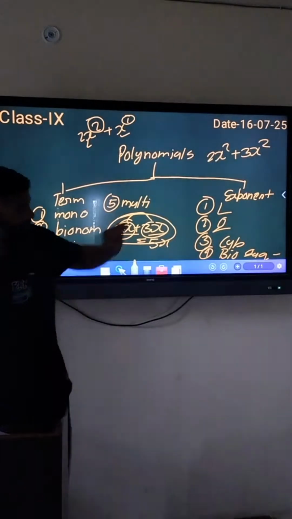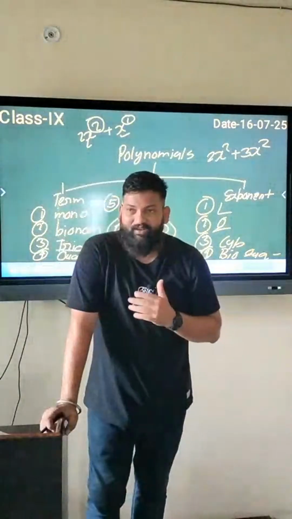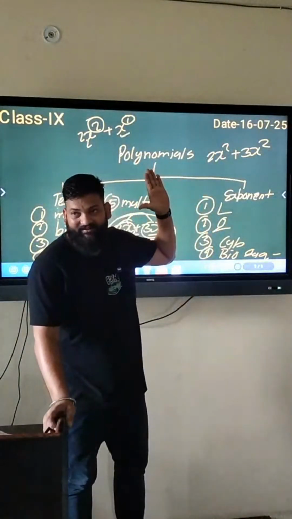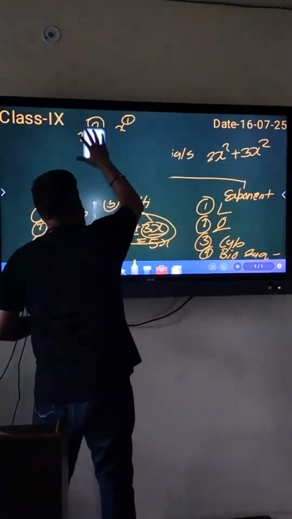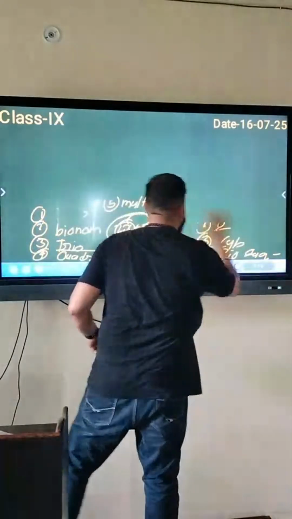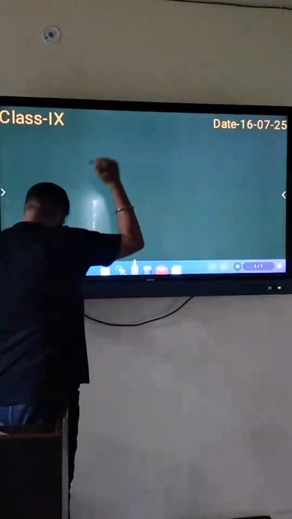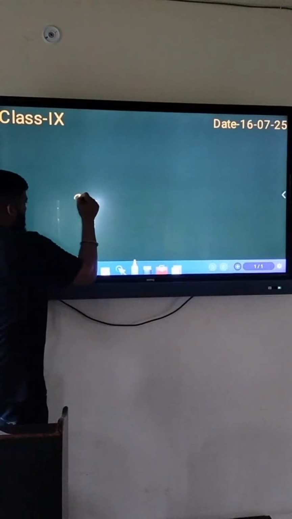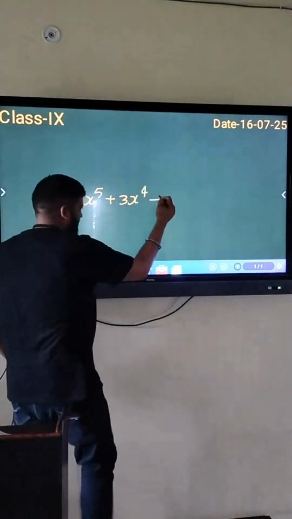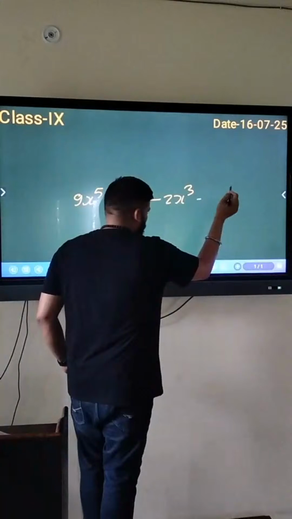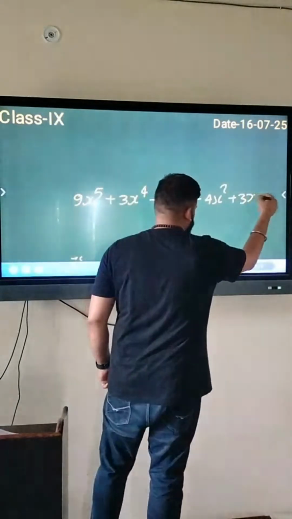Listen very carefully. What do terms mean? How can we decide how many terms there are? Before a plus or minus sign, we count one term. If I write 9x power 5 plus 3x power 4 minus 2x power 3 minus 4x square plus 3x plus 2.